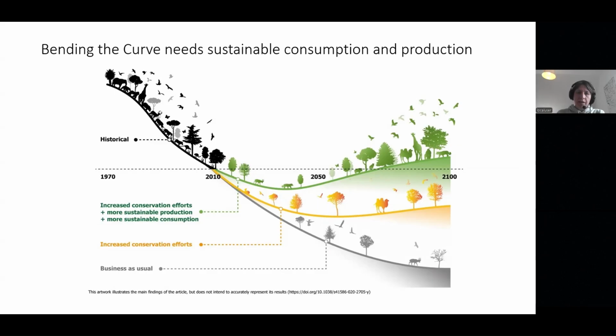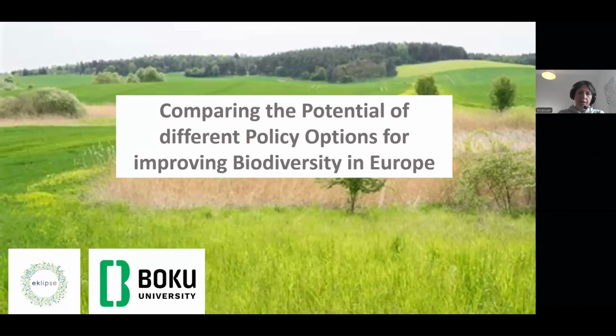So let's talk a little bit more about what we have been doing in my group, and I'm going to present some results. I'll start with one study where we thought: let's say we want to reduce the loss of biodiversity from agriculture. How can we do that? What would be policy options?